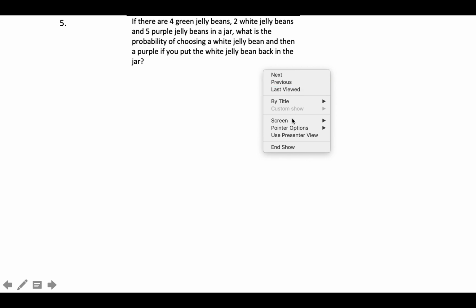Alrighty, and we have our final question here. Question number 5. There are 4 green jelly beans, 2 white jelly beans, and 5 purple jelly beans in a jar. So we're going to have a total of 4 plus 2 plus 5, which is 11 jelly beans in the jar. What is the probability of choosing a white jelly bean and then a purple if you put the white jelly bean back in the jar?